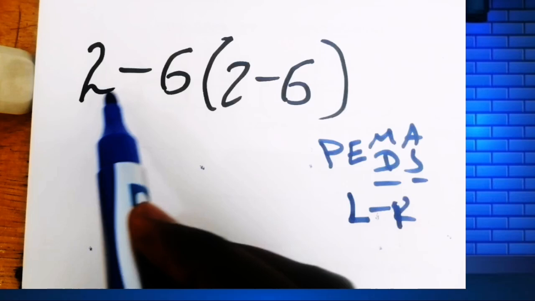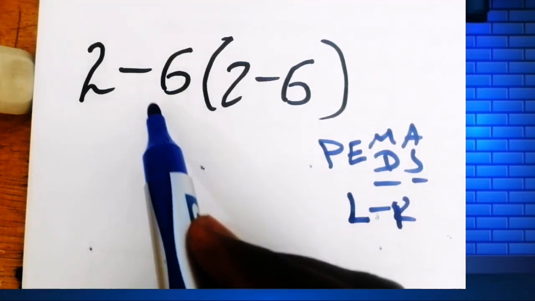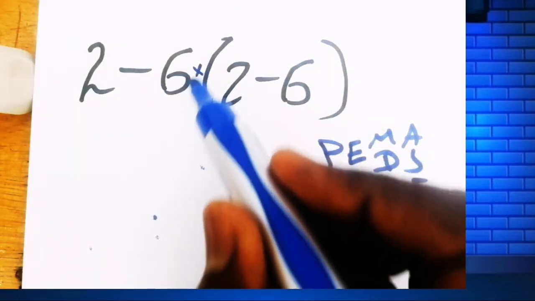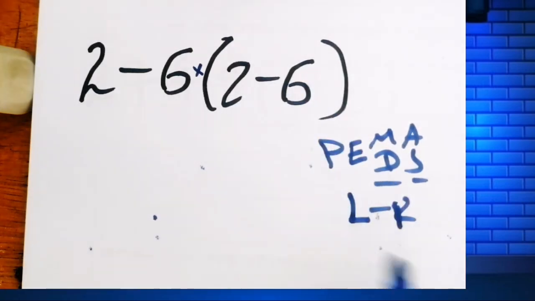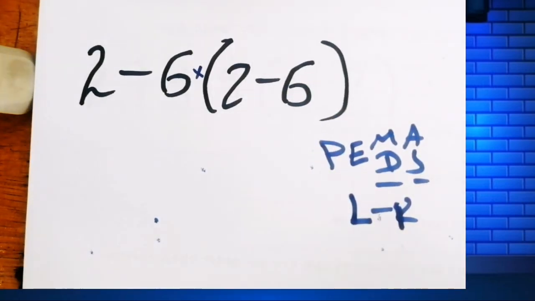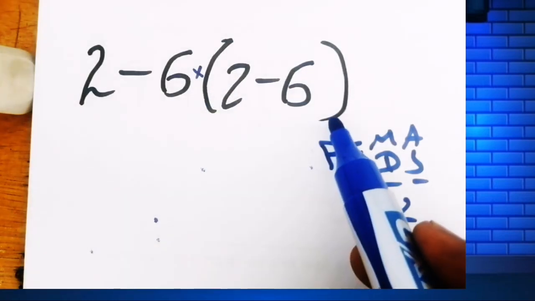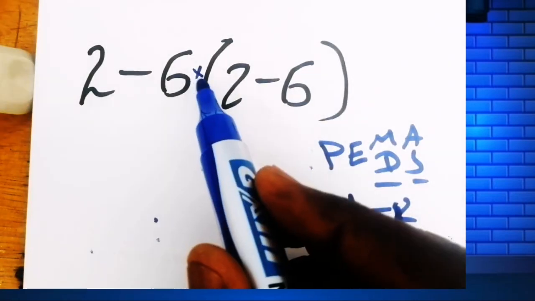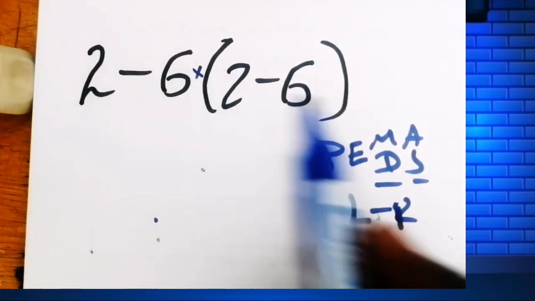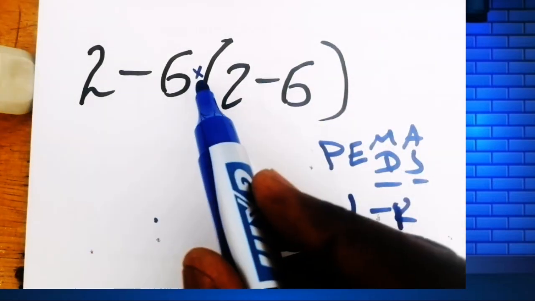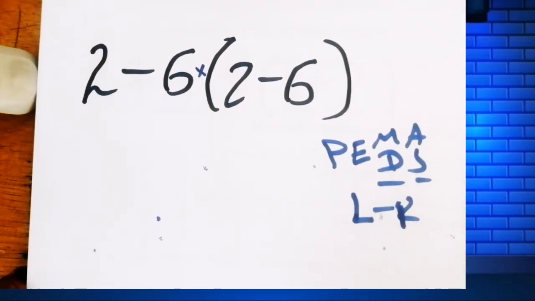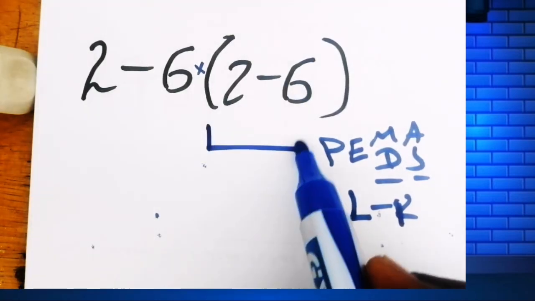In this expression, there is one subtraction and one multiplication here and one parenthesis here. Inside the parenthesis, there is subtraction. So according to PEMDAS, first we have to do this parenthesis, then this multiplication, and finally this subtraction. If we do this subtraction before this parenthesis or this multiplication, it is wrong. So first we have to do this parenthesis.